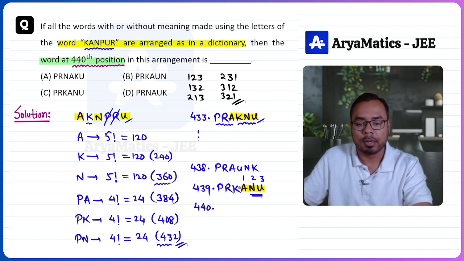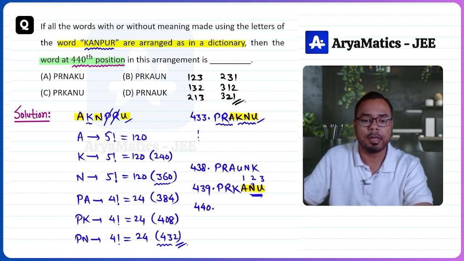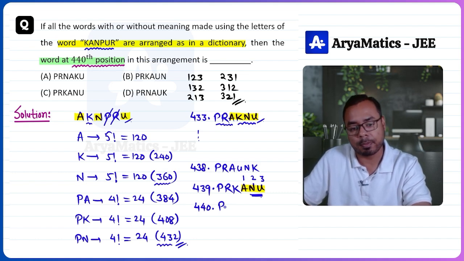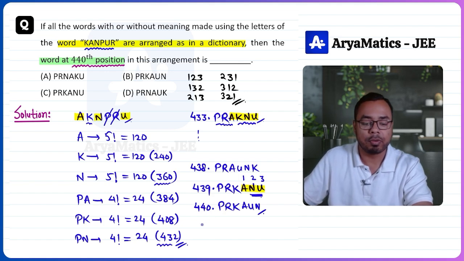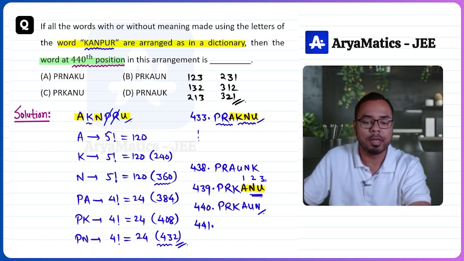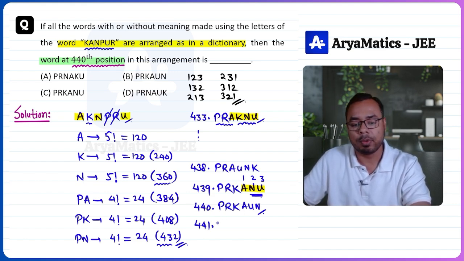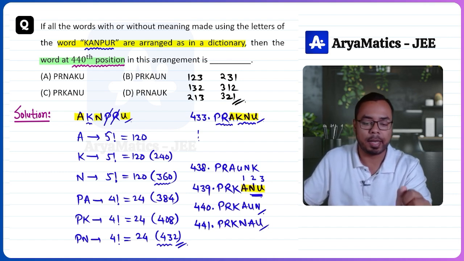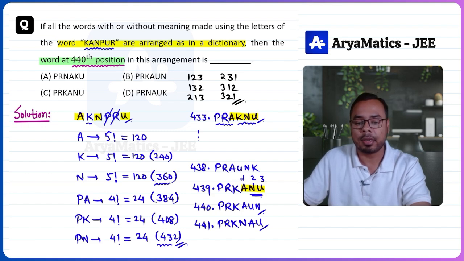The first one, 1 is representing A, 2 is representing N, and 3 is U. So the next one will be 132. That means you have PRK, and then 132, that means AUN. If I need the next one, 441, then just use the same method: 123, 132, then 213. 213 means the first 3 letters PRK are fixed, and 213 means you have NAU. Next one will be NUA. And then you have 312 and 321. So using this method, you can very easily see the next set of words.